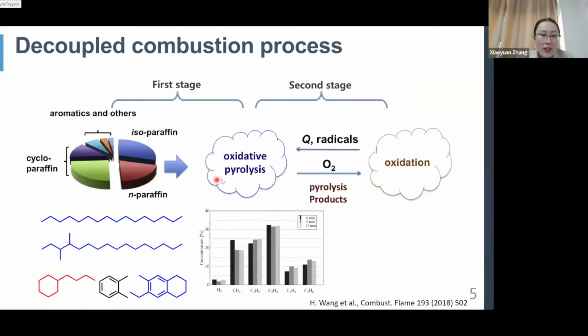Under high temperature conditions, typically 1000 K, the combustion can be divided into two stages. The first stage is the fragmentation of real fuels. This is a very fast process. In this process, fuel decomposes to some key pyrolysis products, as we can see here. And the second stage is the oxidation of these species. This is a slow and rate-limiting process, determining the critical combustion parameters.